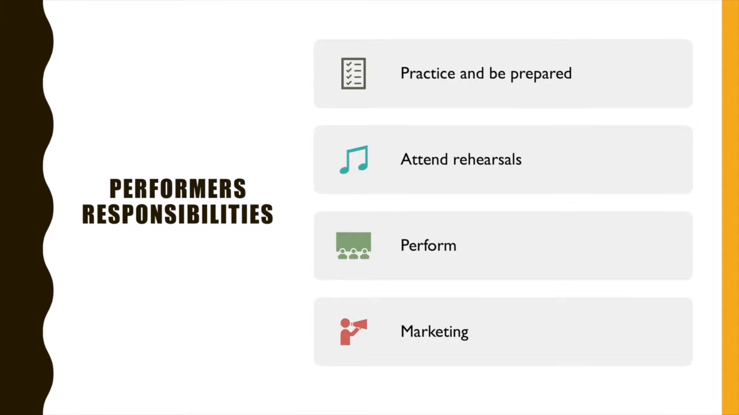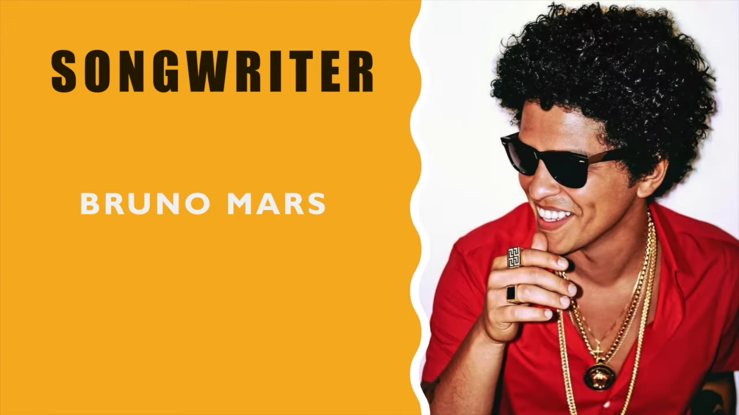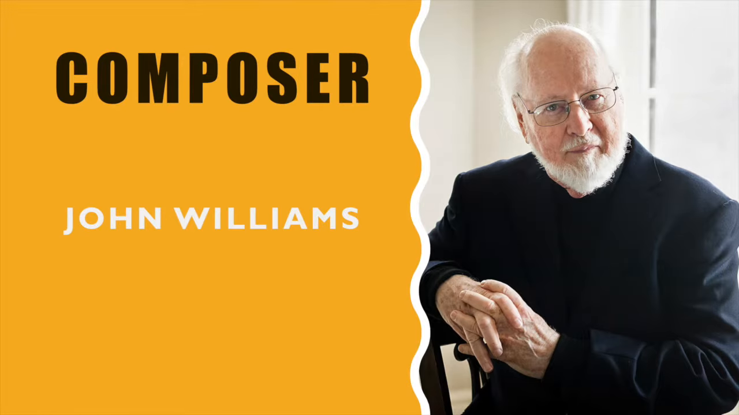Next we're going to look at composers and songwriters. Our songwriter here is Bruno Mars. He writes his own songs, but he also writes songs for other people. One of the songs he's written for someone else was Forget You, which was then recorded by CeeLo Green. Next is the composer, and their job is to compose, so write music. Here is John Williams. He wrote the soundtrack to the Star Wars films.